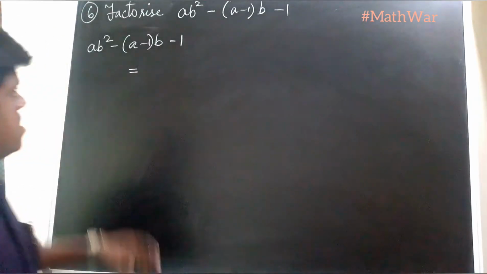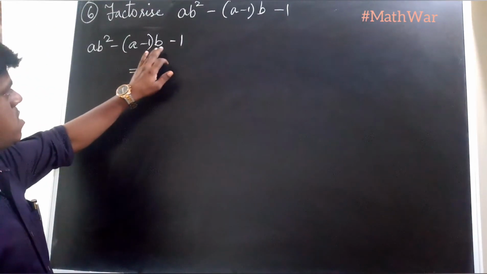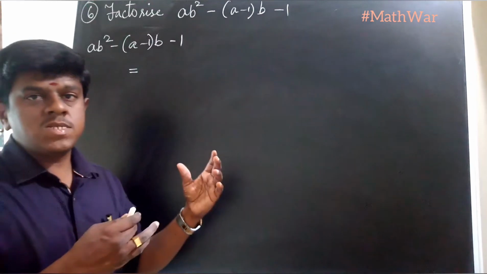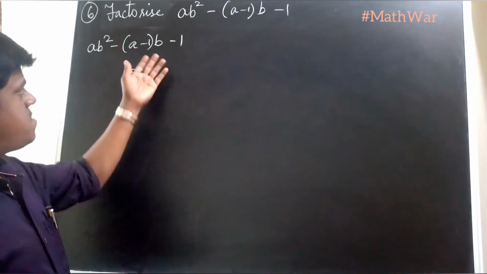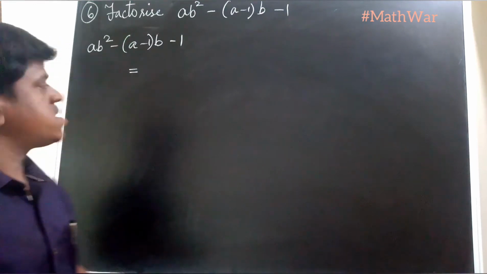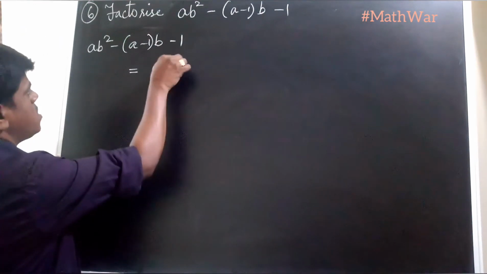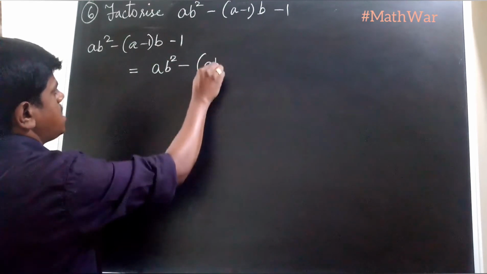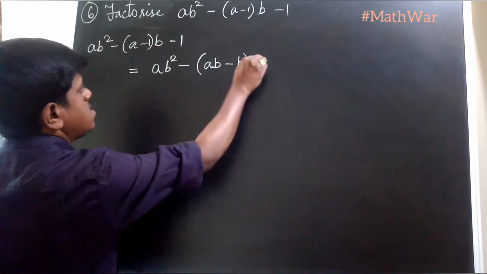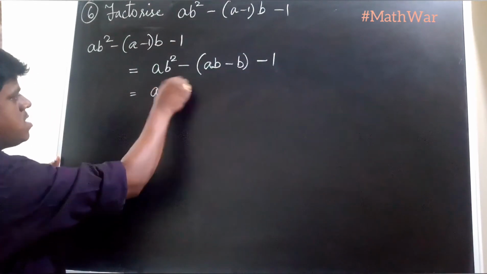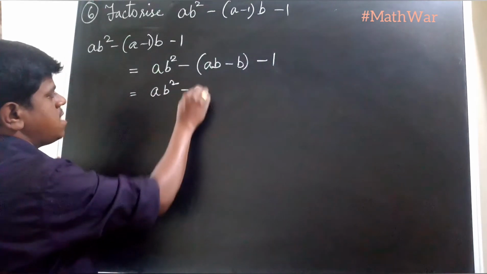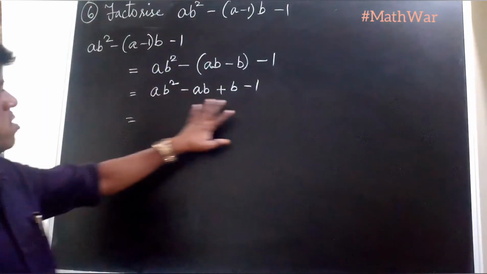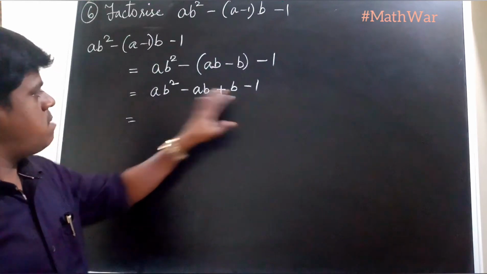Next sum, factorize ab square minus a minus 1 into b minus 1. You can see we don't have anything common and it is not in a simplified form. So first we can make it a simplified form, then we can start to factorize it. This can be written as ab square minus, see here, this b we should multiply it inside, minus a into b is ab, minus 1 into b is minus b minus 1. That is equal to ab square, this bracket we can remove it, minus ab, minus into minus is plus b minus 1.